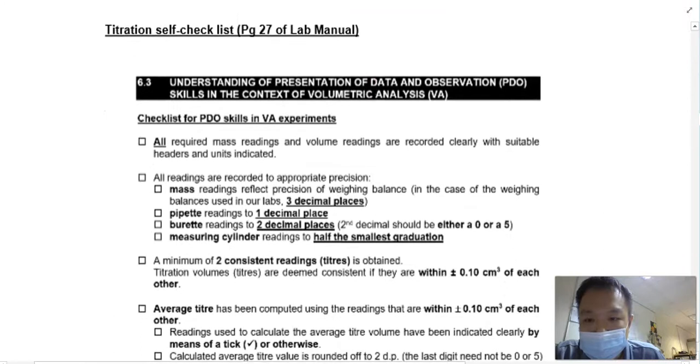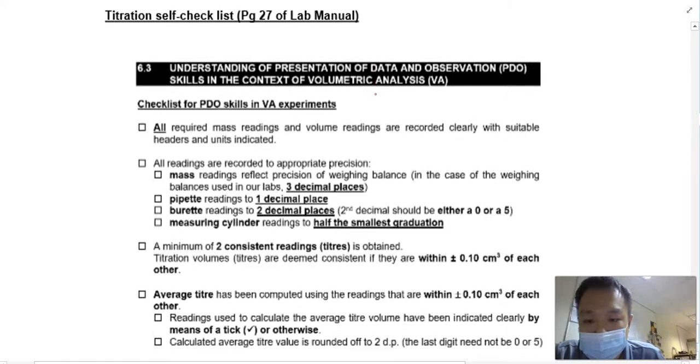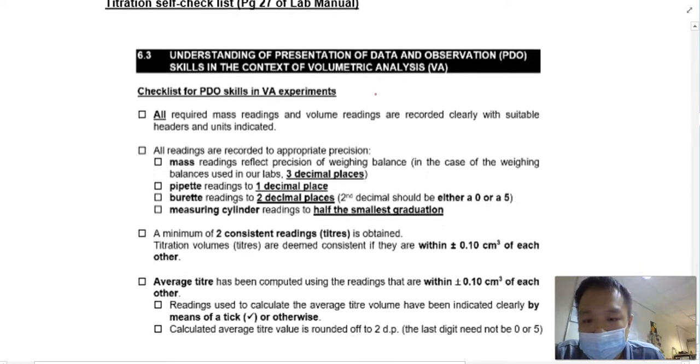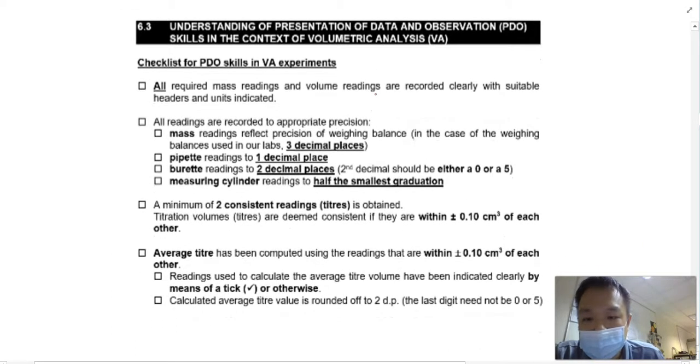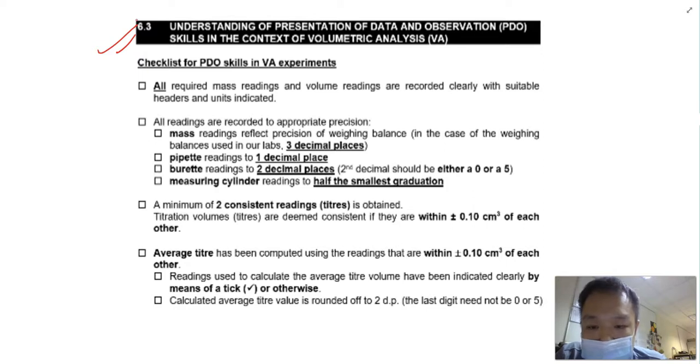I just want to alert you to page 27 of the lab manual. These are the checklists for how you present your data for VA experiments. Can you please take a look at page 27 of the lab manual and make sure these are always adhered to when you do your presentation of data for VA experiments. With that, that's it for our experiment.